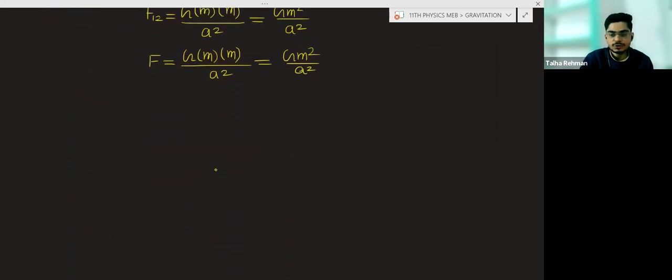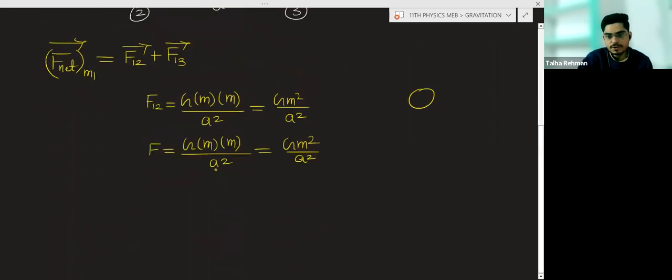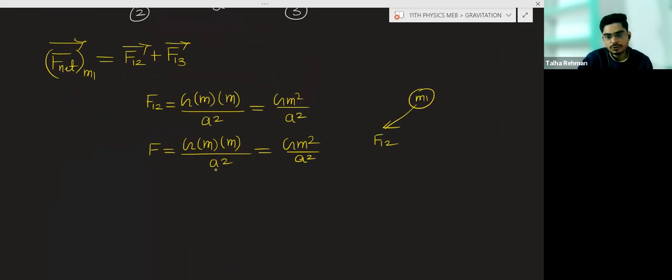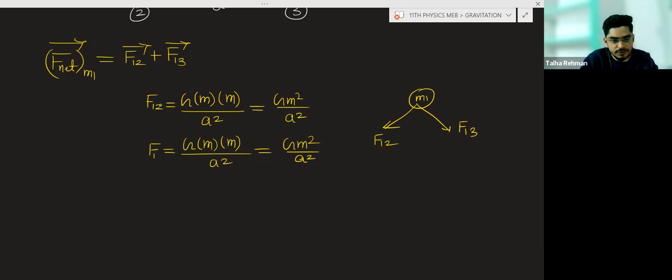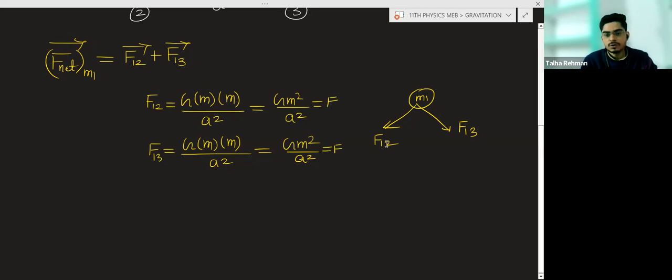So now you can draw this. Suppose this is mass M1 and one force is in this direction, F12, and another force is in this direction, F13. Both forces are equal. You can see F12 and F13 are equal. So suppose this force is F and this force is also F. So F12 can be written as F and F13 also can be written as F, and this angle is 60 degree.